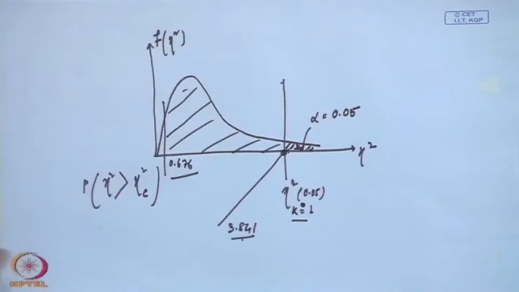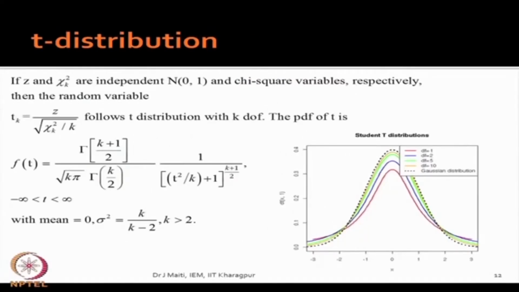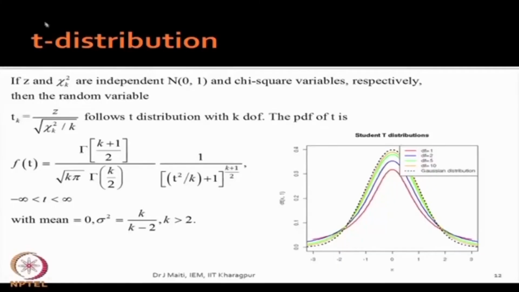Let us see next. Now let us see T distribution. When will we use T distribution? First we have to understand when we will be using T distribution, then we will see the uses of T distribution, then again I will show you the table, how to use the table to find out the different critical values for T distribution. You see here, if Z and chi-square k are independent, normal and chi-square variables.